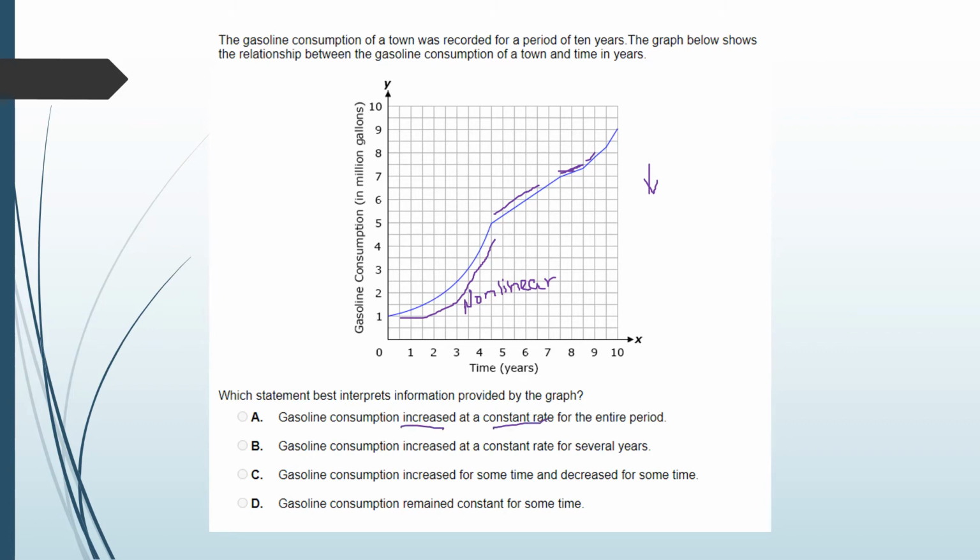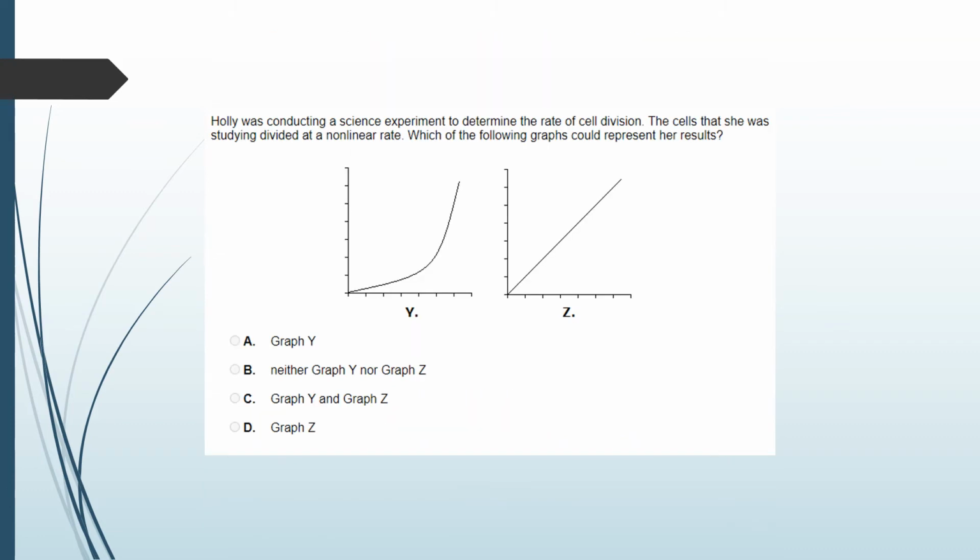Ooh, that sounds good. Uh-oh, entire period. Well, not for the entire period. Gasoline consumption increased at a constant rate for several years. That one is true. Let's keep going. Increased for some time and then decreased for some time. Well, our graph never went down, so it can't be C. And then did it ever remain constant for some time? No, our line never went straight across, so it was not constant.